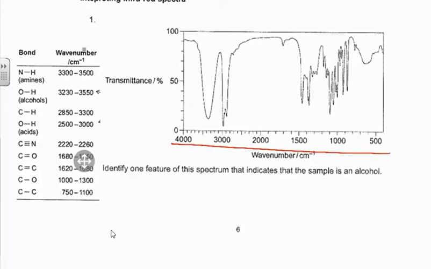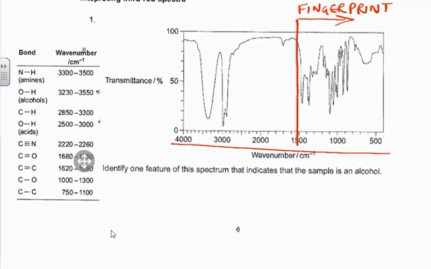So along the bottom there we've got the wave number, so these are characteristic numbers depending on the bond and the bonds which are absorbing the infrared radiation. So different bonds will absorb in different areas. Drawing a line there at around about 1500. So below that indicates the fingerprint region, and this will be a series of absorptions which is specific to individual compounds which your database will pick up.